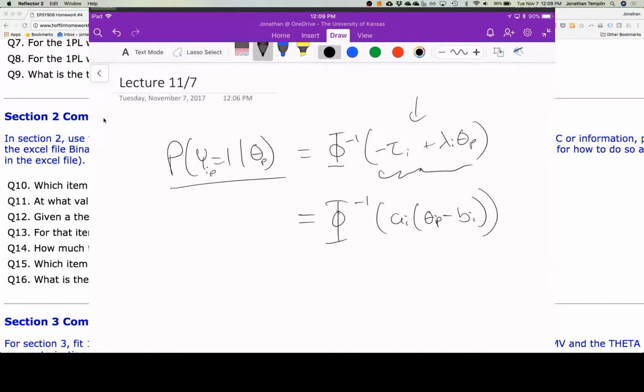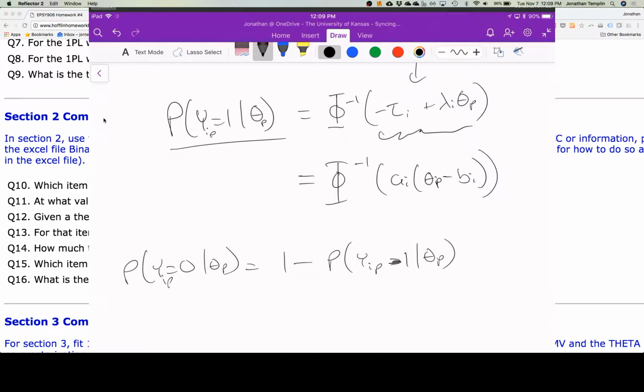So now, if theta equals 0, if we wanted to find the probability that y equals 0 given theta, that would equal 1 minus the probability that y equals 1 given theta, right? We can do that. If theta equals 0, what do we end up getting? Either the theta term goes away, so we get a times negative b, or you could go with the top part and just plug in negative the threshold.